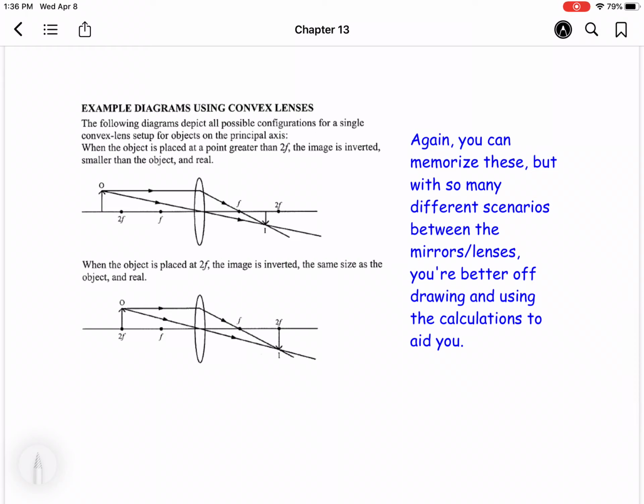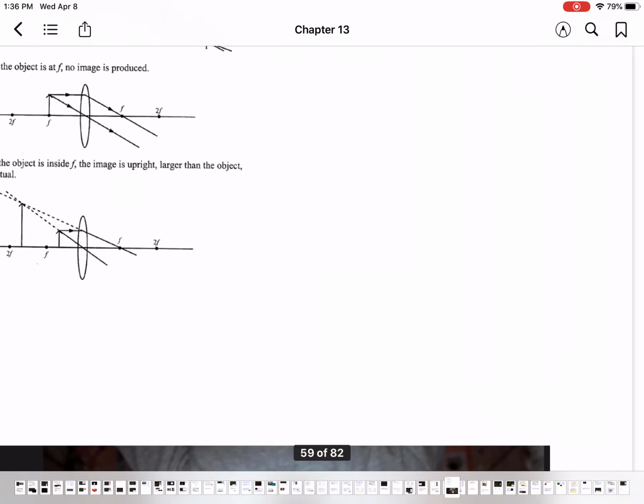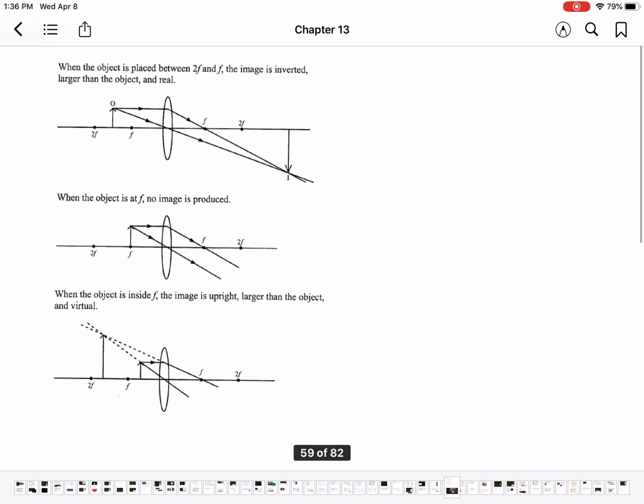So you can do example diagrams using convex lenses. You can memorize these. There are these two rules, and then these three rules, right?